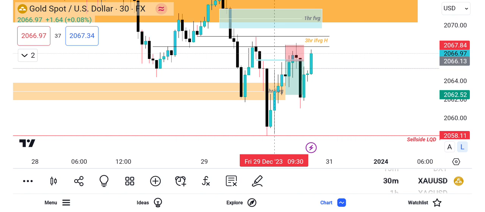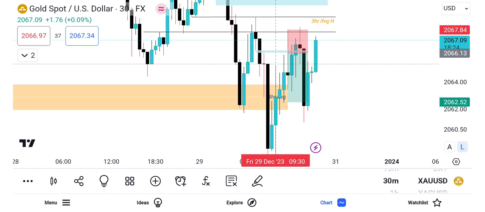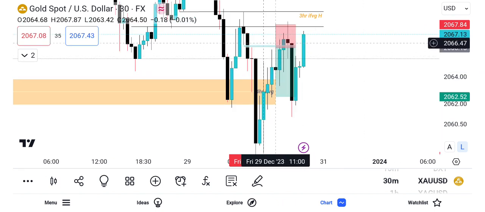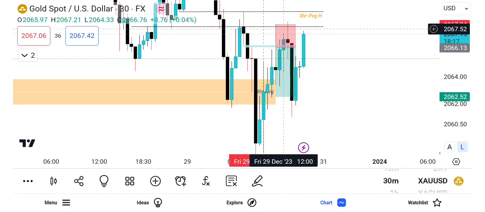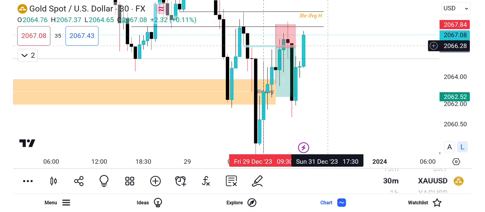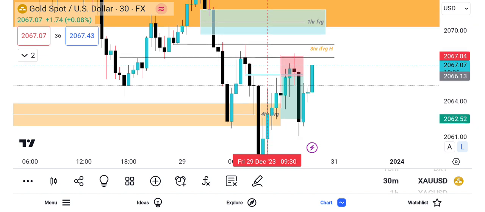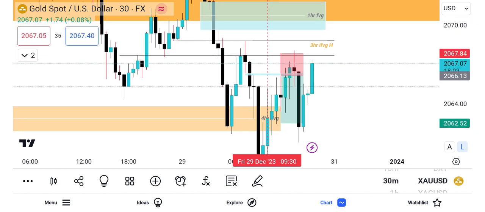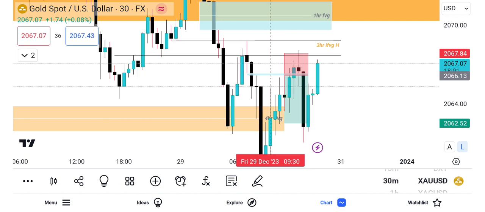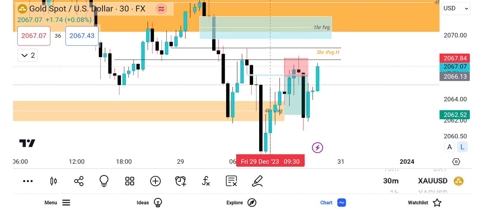My first stop was taken out due to spread over here, and then we had this other wick that was meant to take me out. So my stop placement, I think, wasn't too bad. These are the things that we should be expecting, and we should be prepared for that, because losses are inevitable.